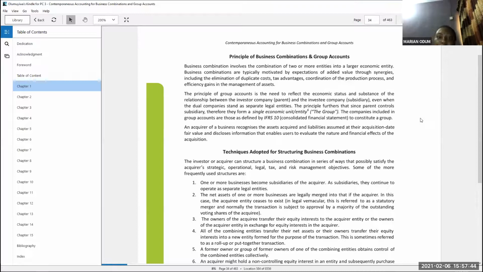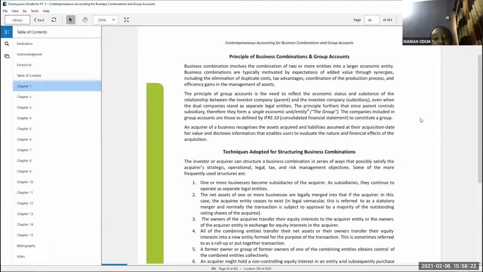The principle of group accounts is the need to reflect the economic status and substance of the relationship between the investor company and the investee company, even when the dual companies stand as separate legal entities. The principle further is that since the parent controls the subsidiary, they form a single economic unit or entity, the group. The companies included in group accounts are those defined by IFRS 10 Consolidated Financial Statements to constitute a group.